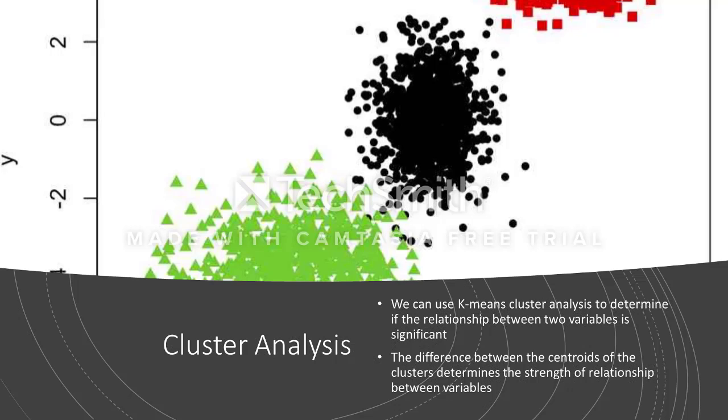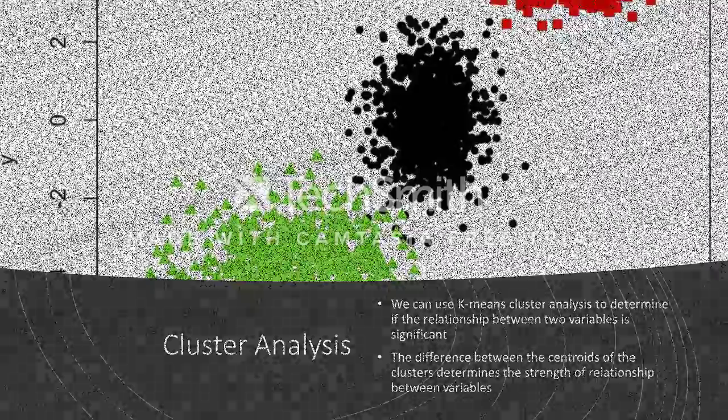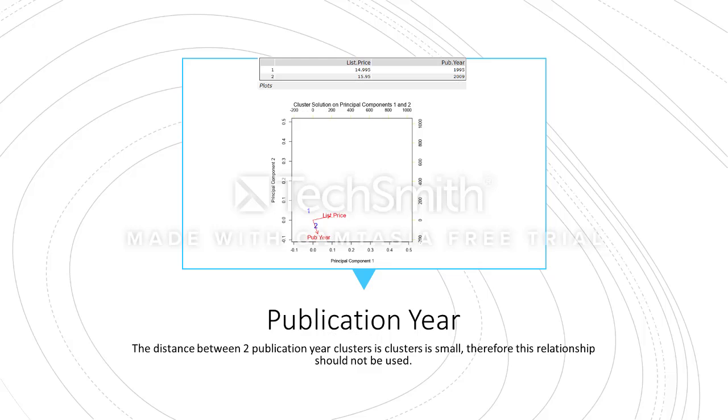Another analysis we can do is a cluster analysis. We can use the k-means cluster analysis to determine if the relationship between the two variables is significant. The difference between the centroids of the clusters determines the strength of the relationship between these variables. Using this cluster analysis method, we can again analyze the relationship between the publication year and the listing price. When looking at the graph, we see that the distance between the two publication year clusters and the pricing of the book is small. Therefore, this relationship cannot be used, as we previously saw in the linear regression model.